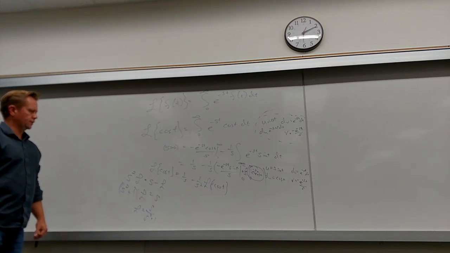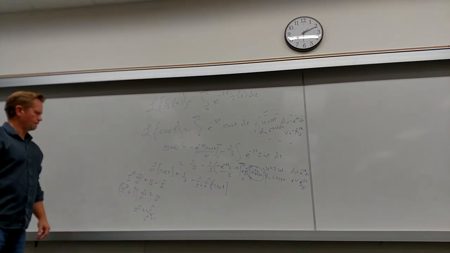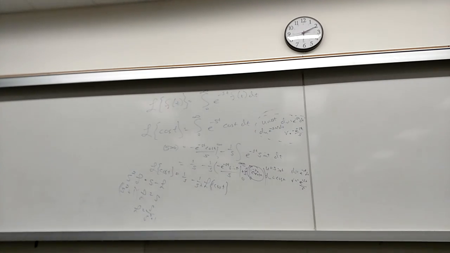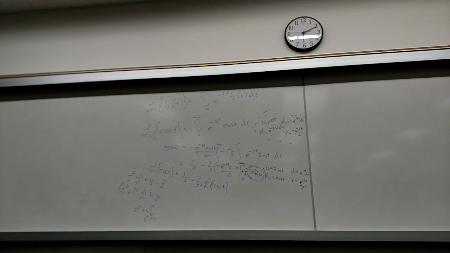I think I did that right. Let's see. Yeah, cool. I like it. So the Laplace of cosine is just s over s squared plus 1.